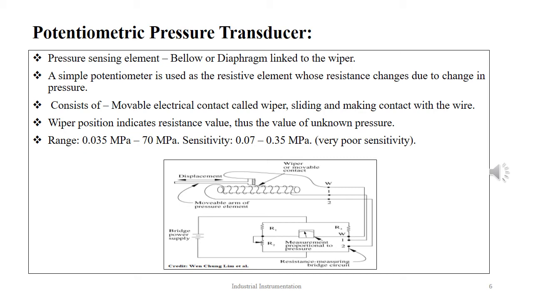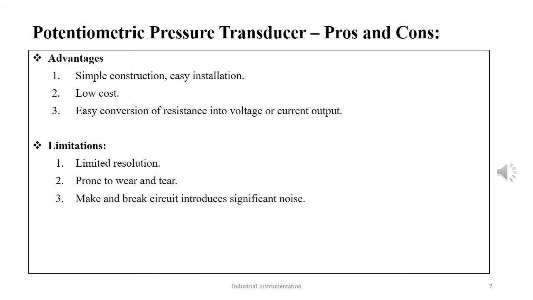These devices are used for coarse pressure determination at low sensitivity. The measurement range is from 0.035 megapascal to 70 megapascal with sensitivity of 0.07 to 0.35 megapascal. The advantages of the potentiometric pressure transducer are that the device construction is simple with easy installation at low cost. The resistance can be easily converted to standard voltage or current output.